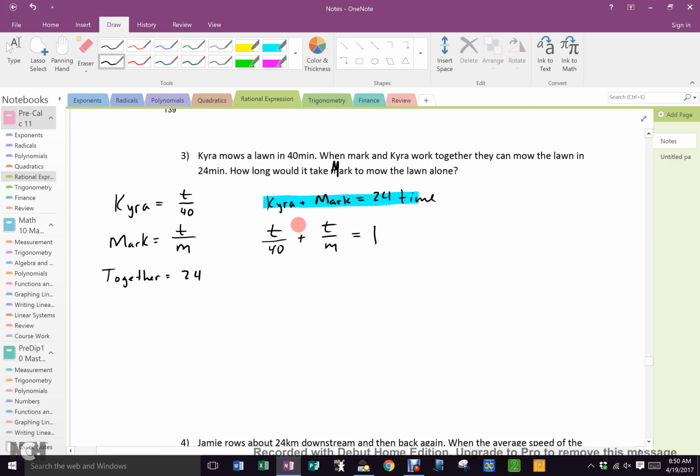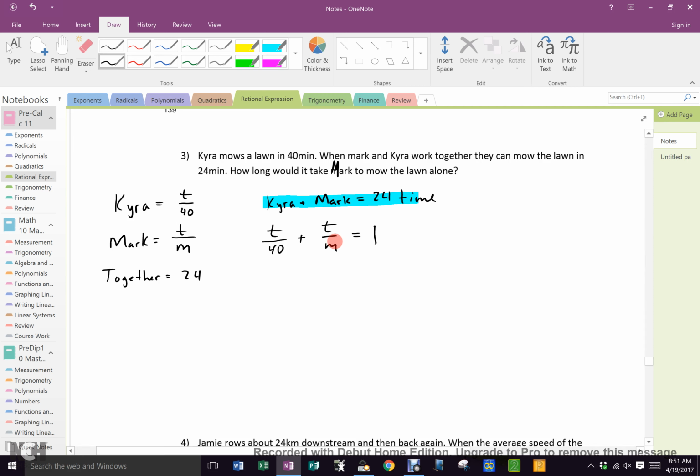I can. Or I can leave it as t. Does it matter which way I do this? What happens if I put 24 in there now? I'm going to get some big numbers, aren't I? So what if I leave it as t? Then what happens? I carry on with math the way I know how to do it, right?